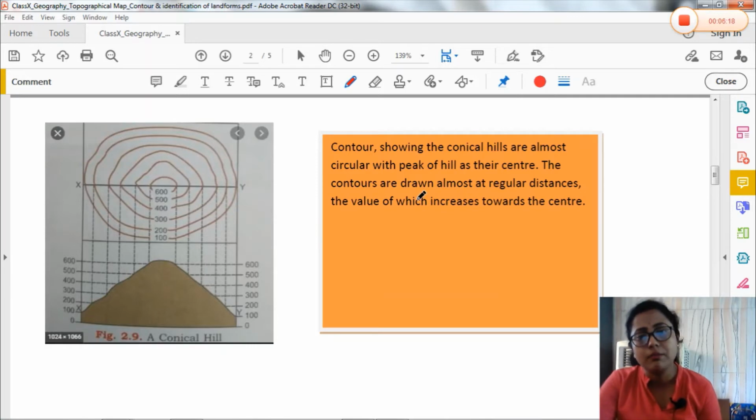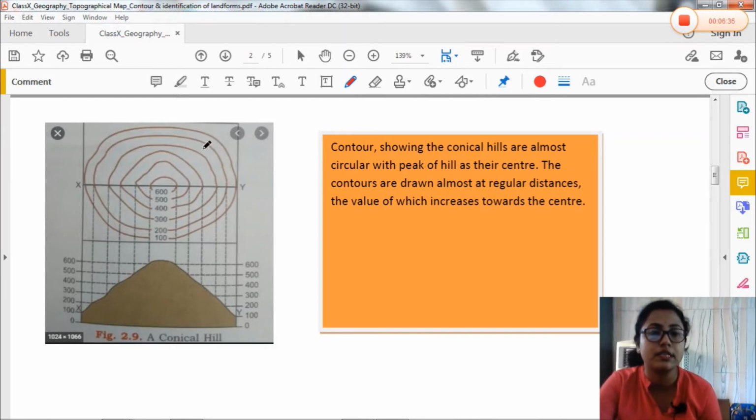Now sometimes contour lines are rounded in shape. So this rounded shaped contour lines is indicating the conical hills. Just see here the characteristics.